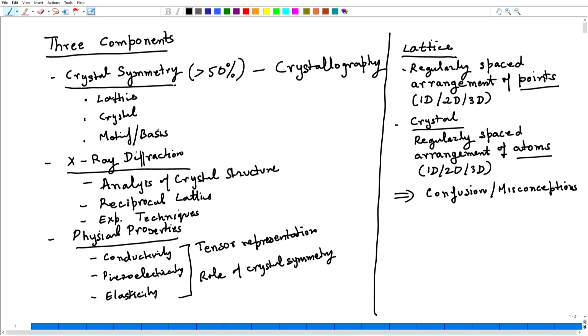So, now if I look at lattice and crystal, if I look at the similarity first, what is the similarity in the two cases? The similarity is that they have a geometrical periodicity.